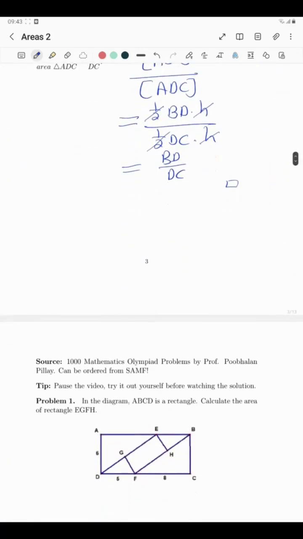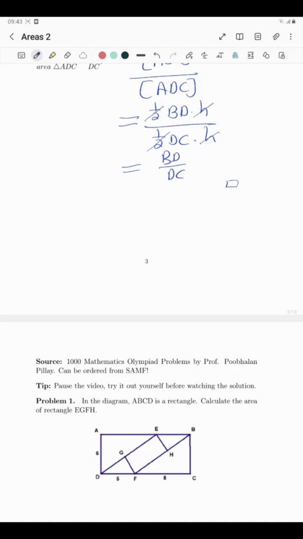As a friendly reminder, the problems are coming from Professor Pillai's book that you can order from SAMO, titled 1000 Mathematics Olympiad Problems. As always, I hope you have pen and paper and you pause the video, try it out yourself before watching my solution. Maybe you have a more beautiful or elegant way of solving the problem. Alright, so the first problem we're going to tackle goes as follows.